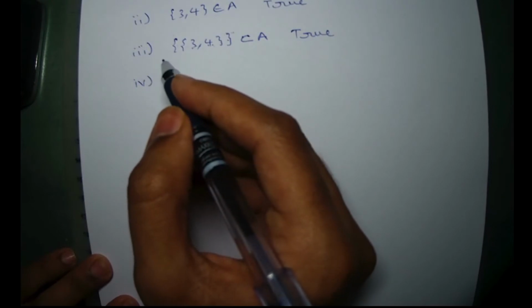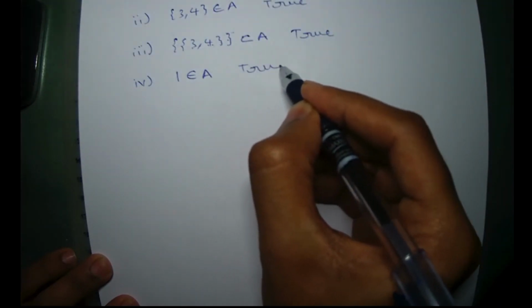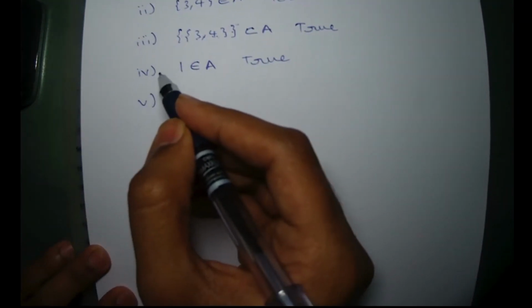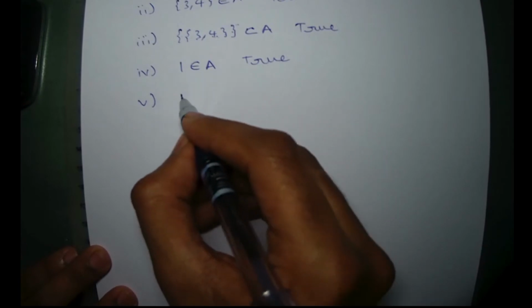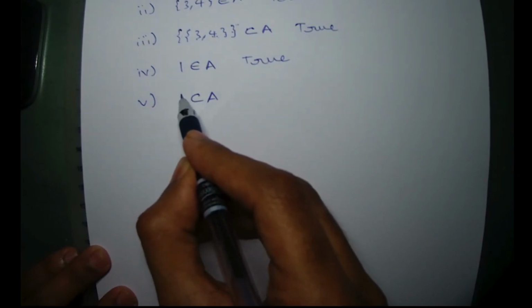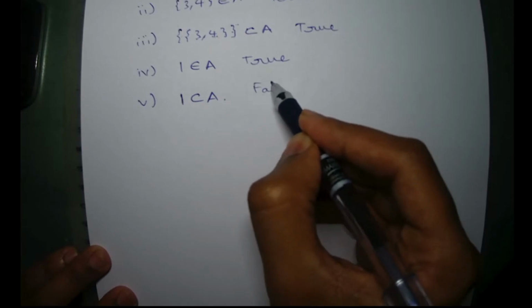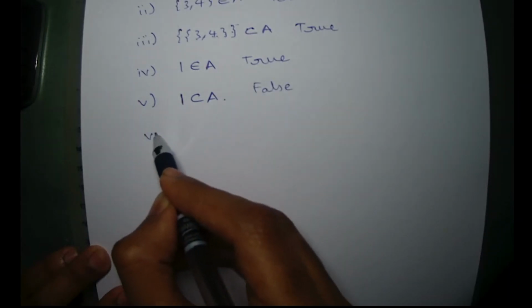The fourth statement is 1 belongs to A. We know that 1 is a part of set A, so this is a true statement. Question 5 is 1 is a subset of A. We know that 1 is just a number which is in A, but 1 is not a set in itself. So since 1 is not a set, it cannot be a subset of A, and this is a false statement.